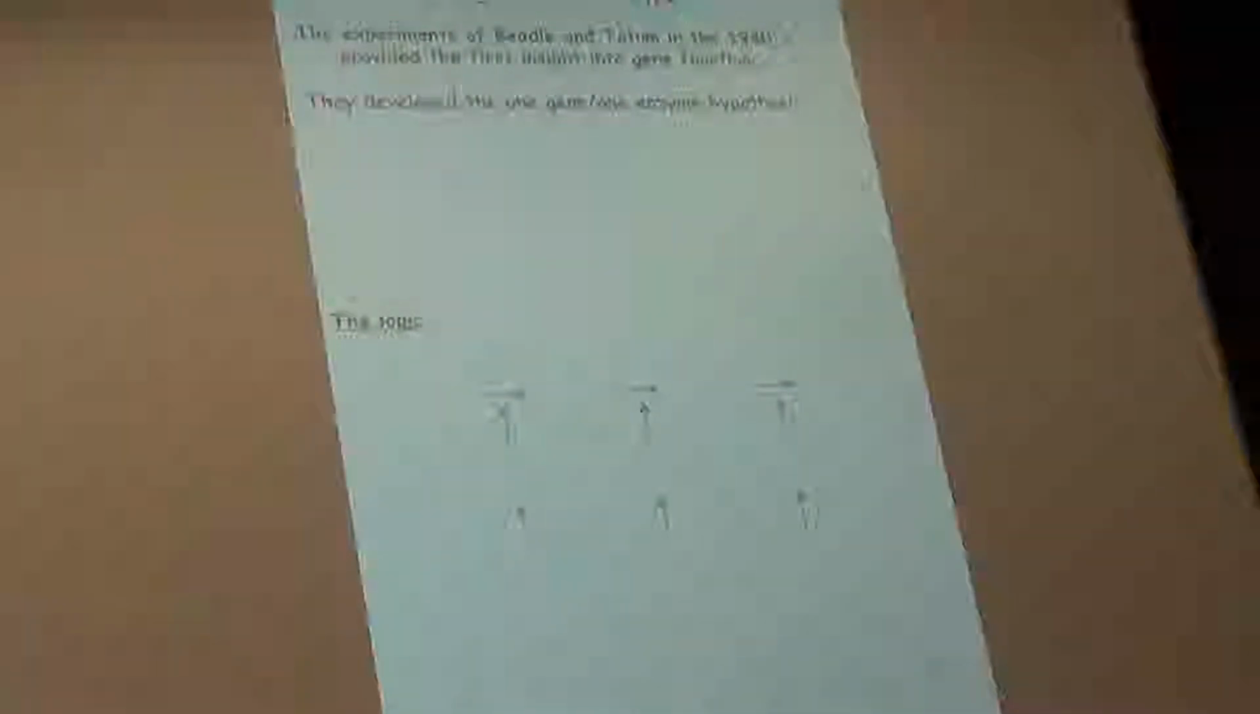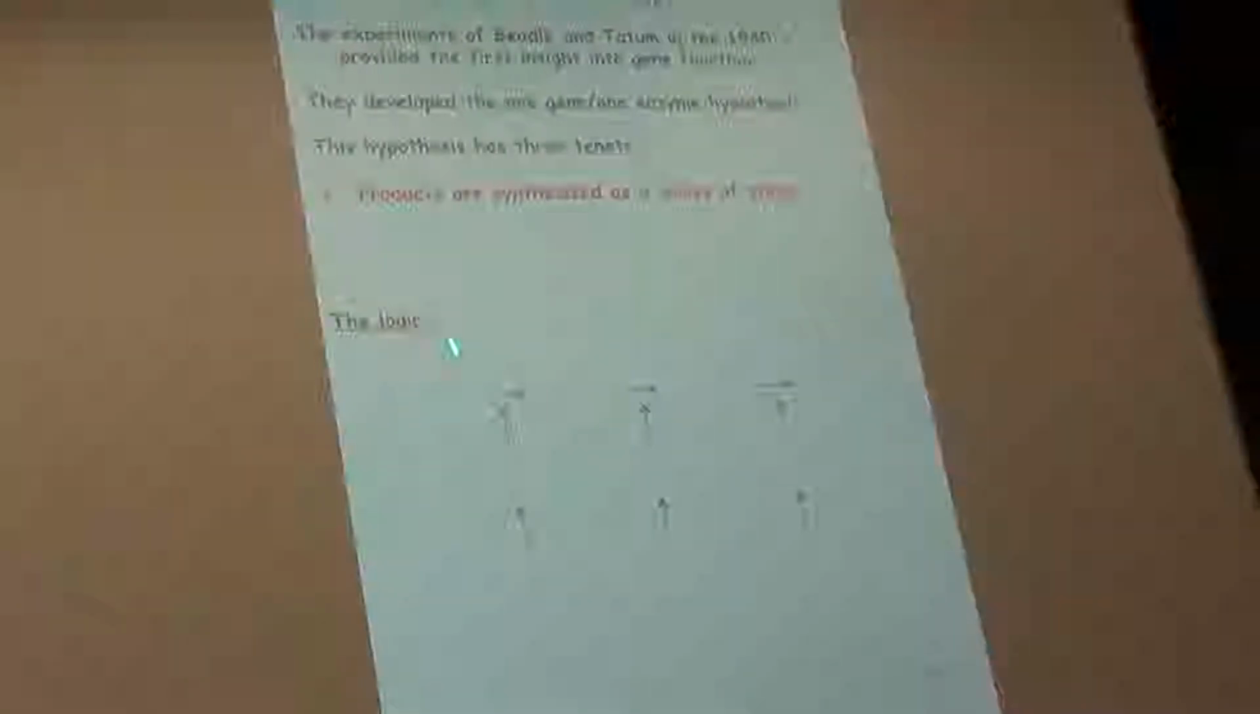And that was what Beadle and Tatum were focused on. They were focused on figuring out the genes that were involved in the production of arginine in specific cells. And they were working with Neurospora, which is bread mold. So the experiments of Beadle and Tatum in the 40s provided the first insight into gene function. And they developed the hypothesis that one gene codes for one enzyme molecule, one type of enzyme molecule.